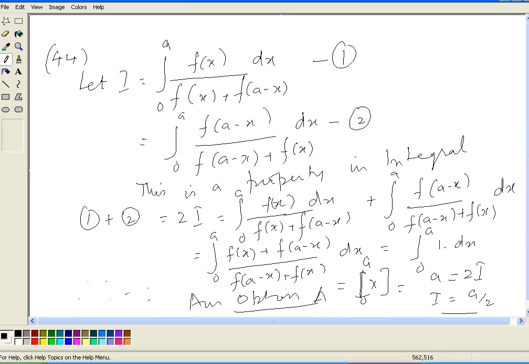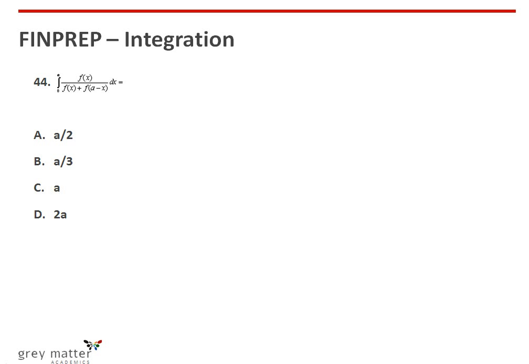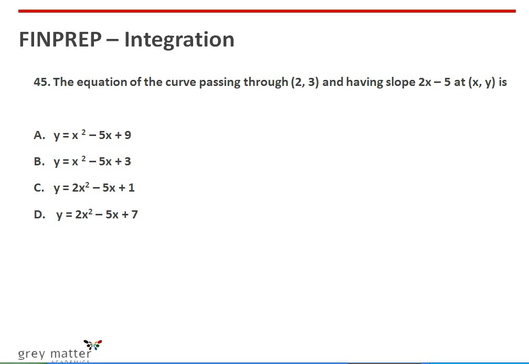On simplification we get it as equal to integral 0 to a of 1 dx. On integrating we get it as a. So 2I is equal to a, which means I is equal to a by 2. So the answer is option A. Going back to our PowerPoint presentation, the option is A, which is a by 2.